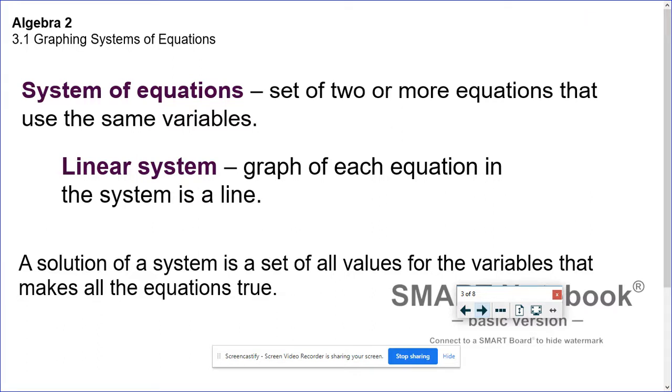A solution of a system is a set of all the values that make the variables in all equations true. So it's the value of x and y that would make, in what we're going to look at first, the two equations that we're looking at both true.